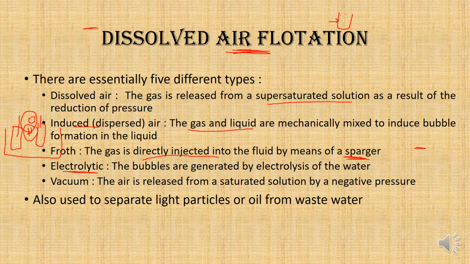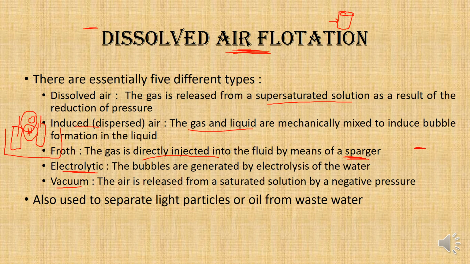In any case, whatever the process of introducing bubbles, the bubbles rise to the top, and as they rise, they attach to the algal cells and pull them to the surface layer. Another process by which air gets introduced is by creating a vacuum. In all these five processes, the end result is that the air bubble pulls the algal cell to the surface layer, and the top scum is removed very quickly. This is a very quick, time efficient process.